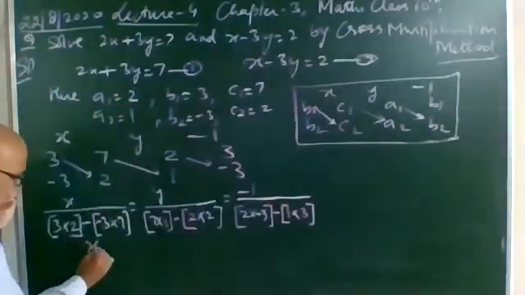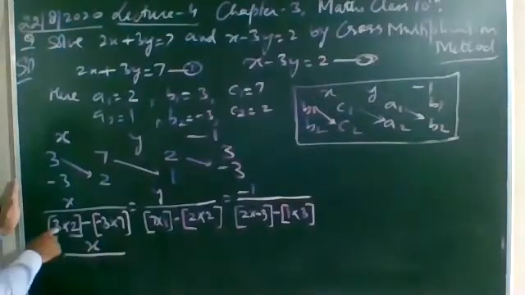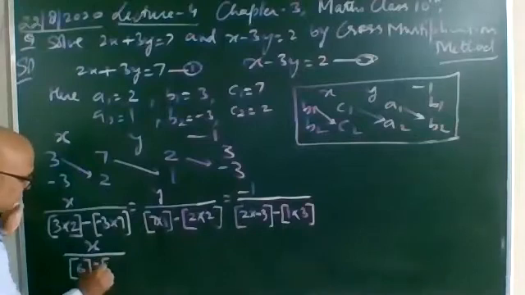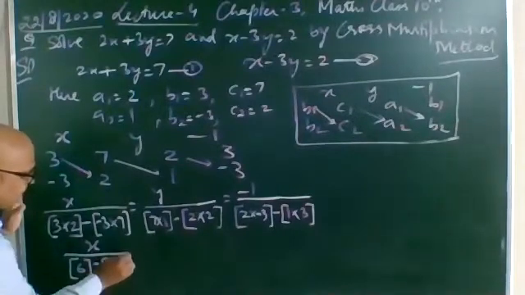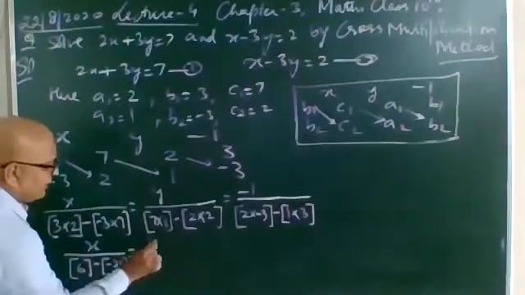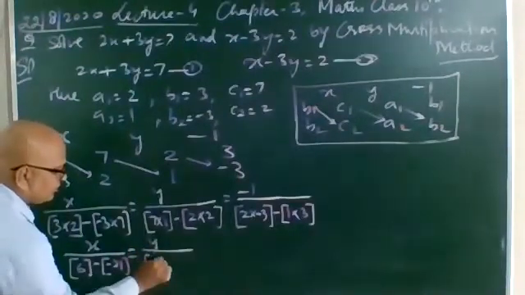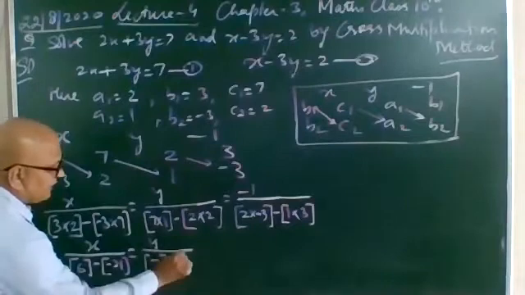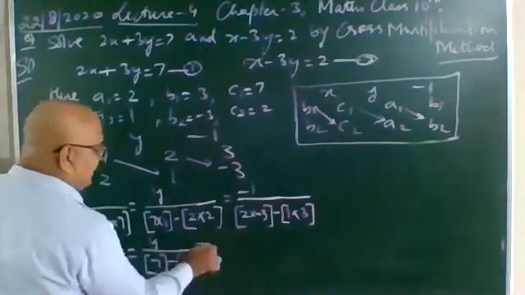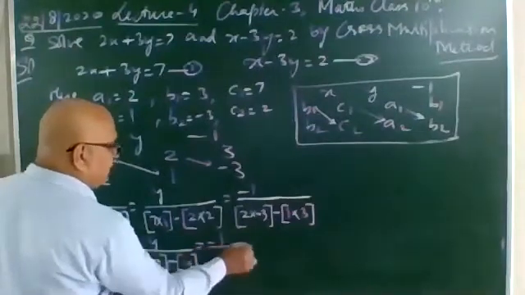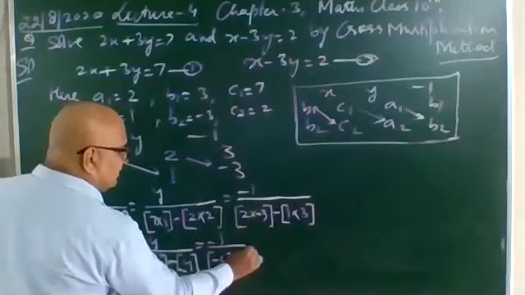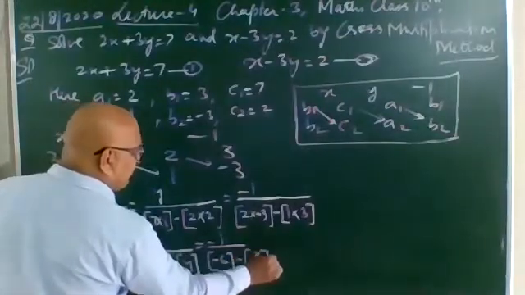Now x upon 6 minus 21, y upon 7 minus 4, minus 1, minus 6 minus 3.